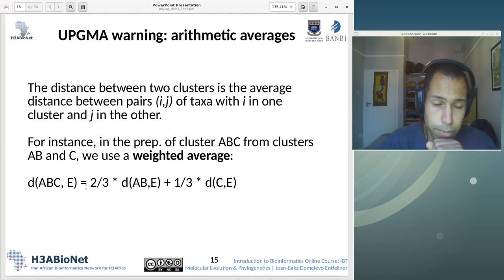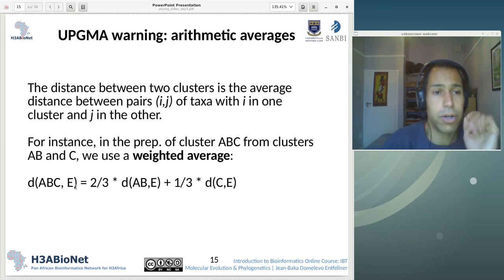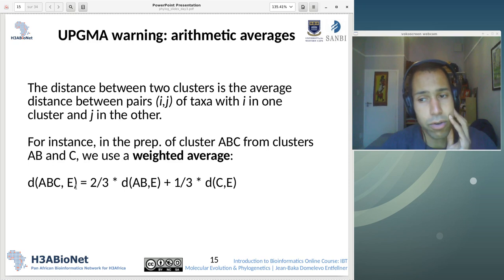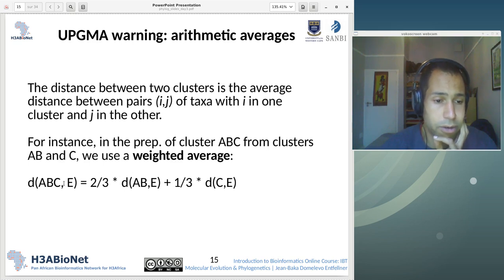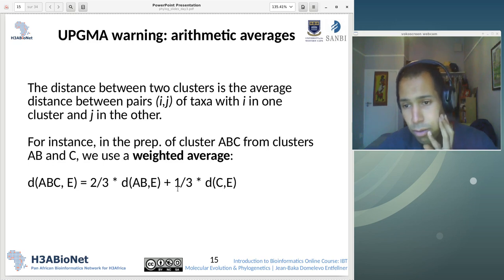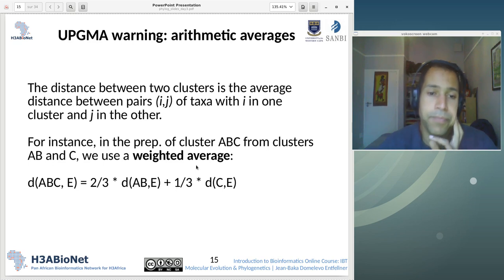So be careful when you are building a UPGMA tree by hand. The most common error is to forget about the weighting of the averages, and the error would lead into saying the distance between A, B, C, and E is half of the distance between A, B, and E, plus half of the distance between C and E, which is wrong.